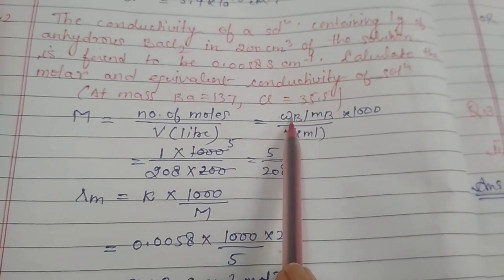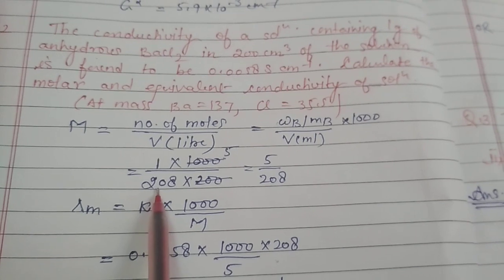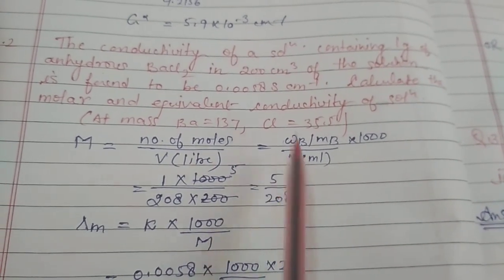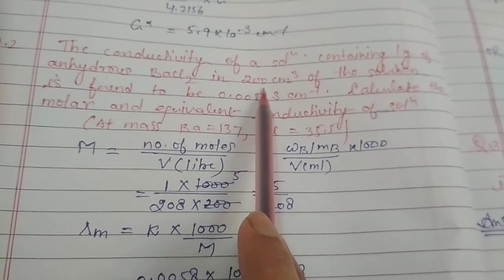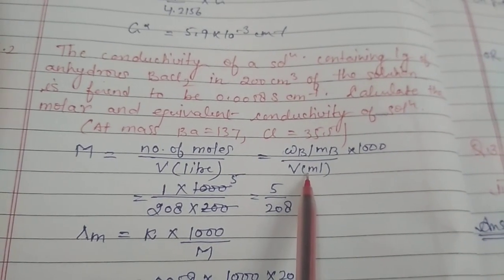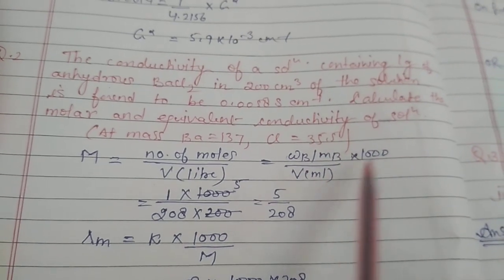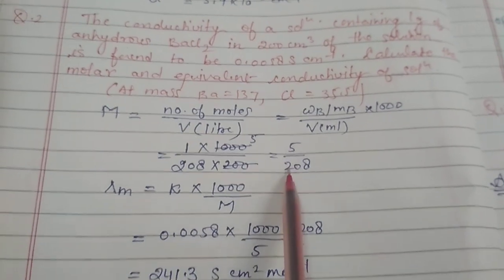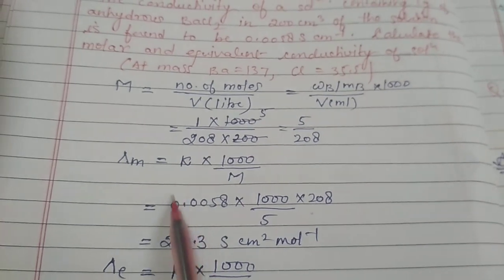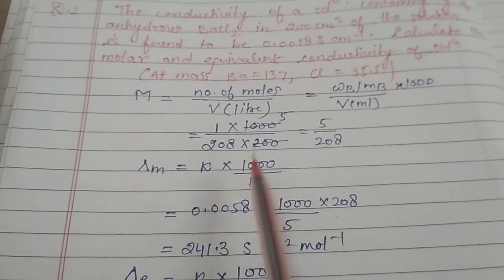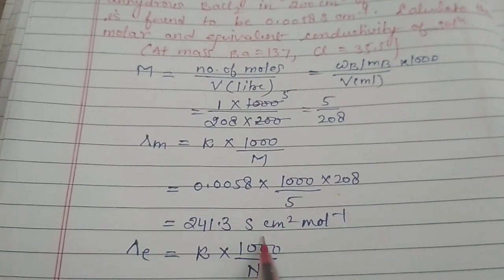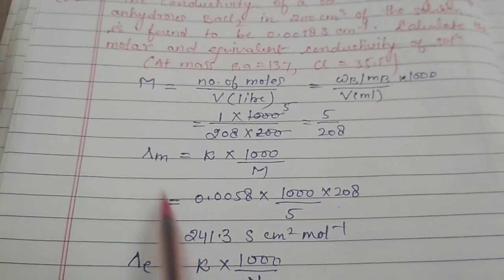So mass is 1 gram, molar mass we have calculated as 208, and the volume is given in ml to us. So it is 200 ml. So we have to convert it into liter. That's why divided by 1000. So by placing the values we can calculate the molarity is 5 upon 208. The value of kappa is given to us. We will write the value of kappa into 1000 upon M. Molarity we have calculated. So we can calculate the value of molar conductivity here.